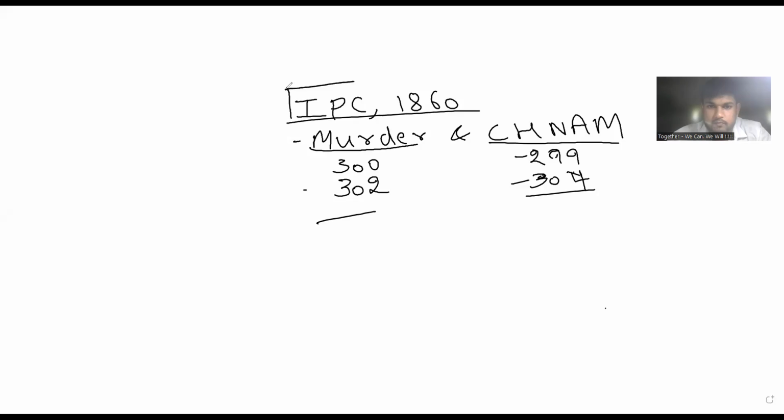Finally we have come to the topic murder and culpable homicide. Now we discussed culpable homicide yesterday. Culpable homicide basically, this is culpable homicide not amounting to murder, CHNAM. Okay. Let me just give you a revision of what we did yesterday.